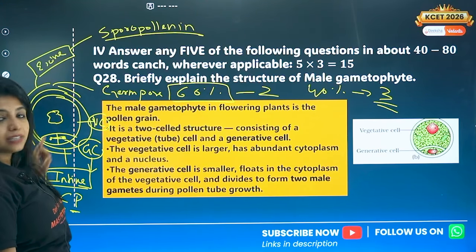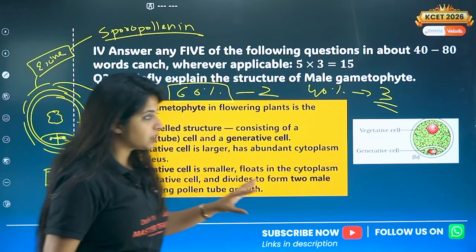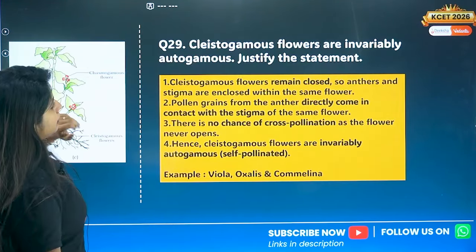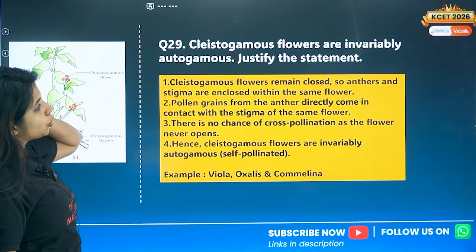So 1, 2, 3 cells will be there. Okay, so these are the things that you have to write. Make sure you make the diagram properly and explain it. That's all. Now, clistogamous flowers are invariably autogamous.